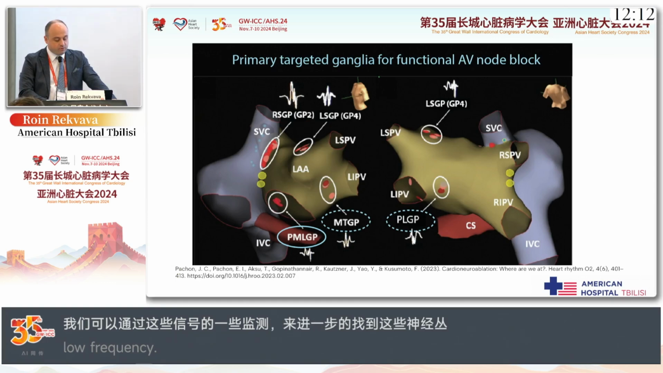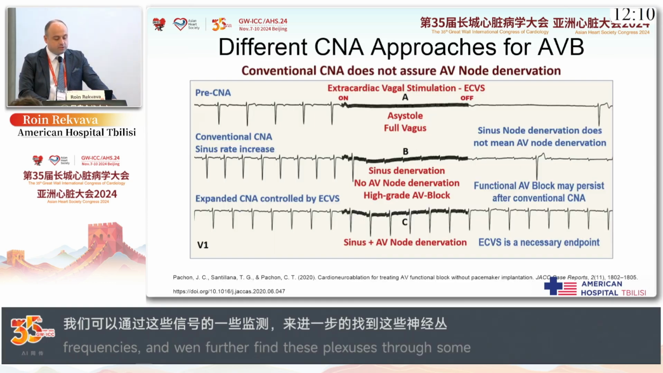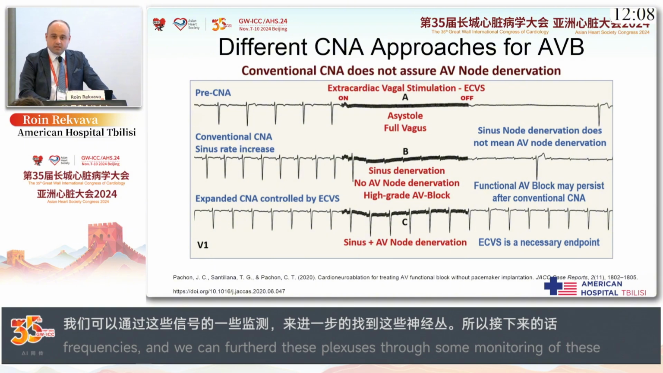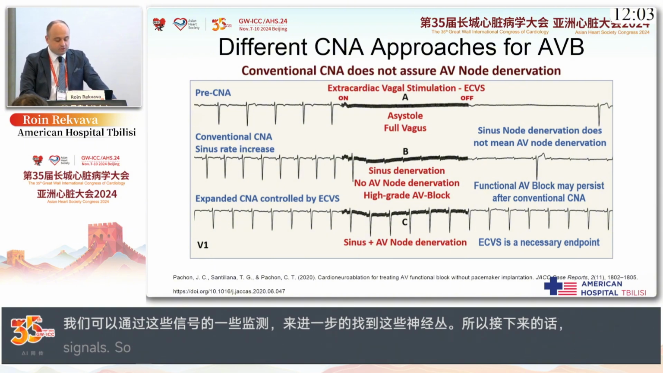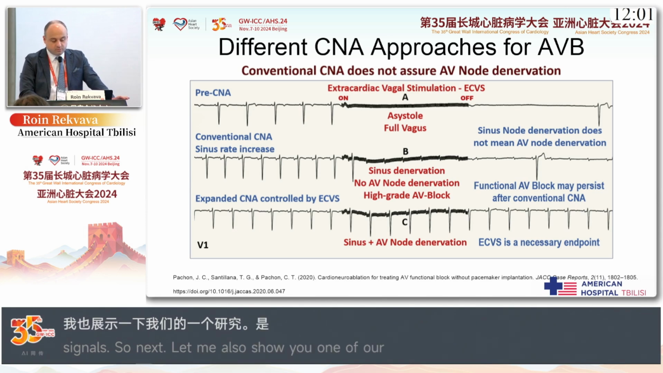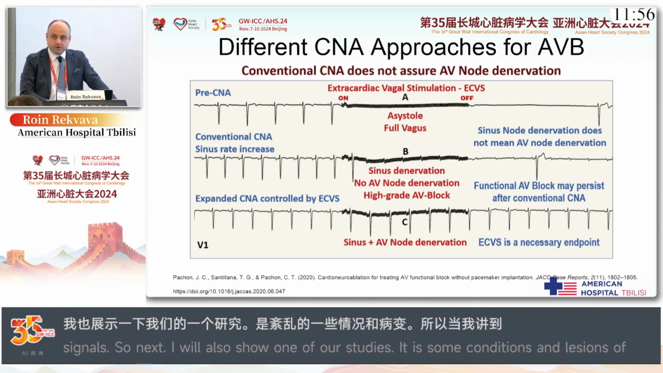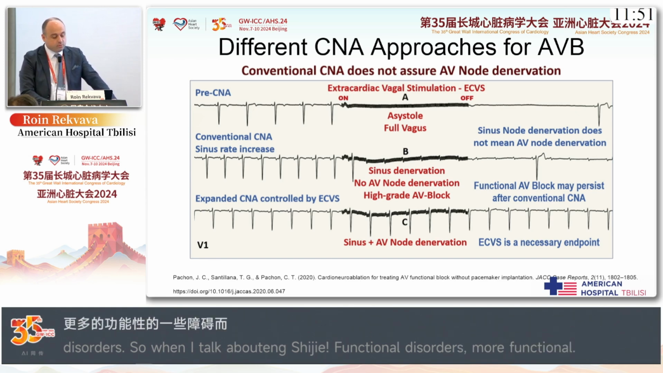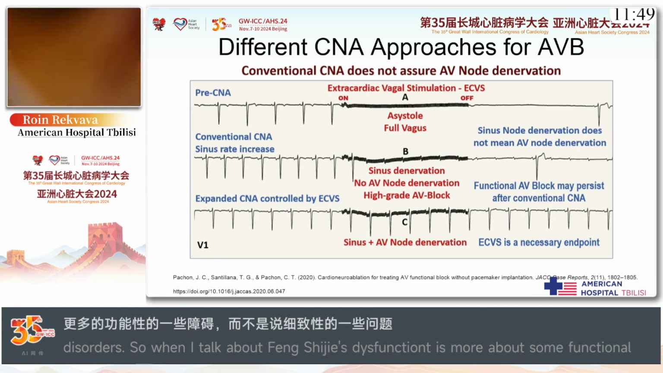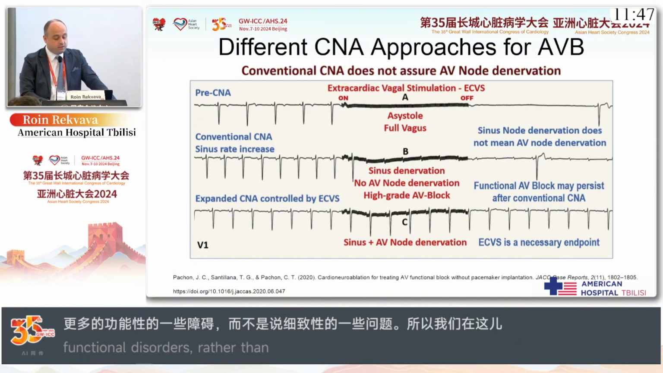And I'd like to show you especially our trial about AV node disease, AV node dysfunctions. Also, always when I'm telling AV node dysfunctions, I mean functional dysfunctions, not organic problems. So we were performing extracardiac vagal stimulation before, for identification of these sinoatrial and atrioventricular node problems.